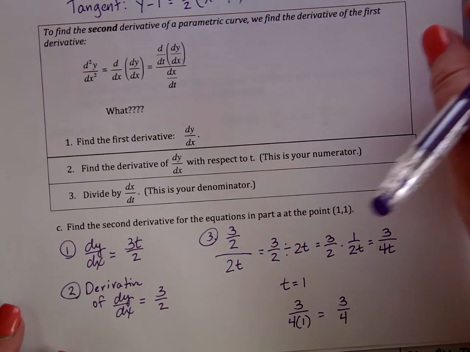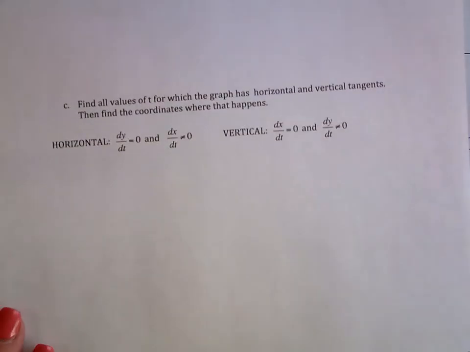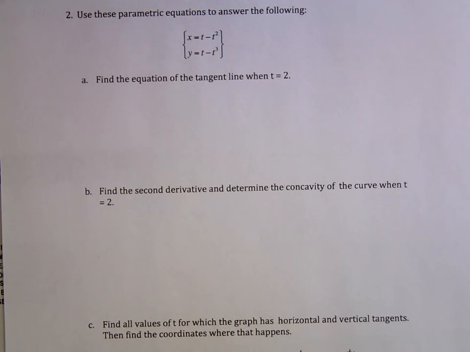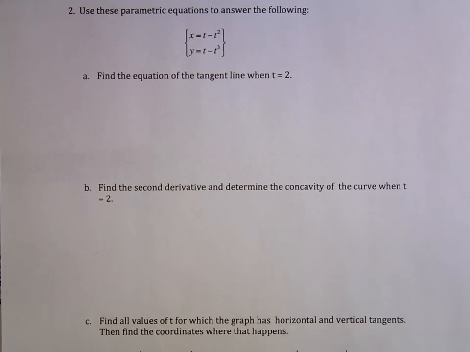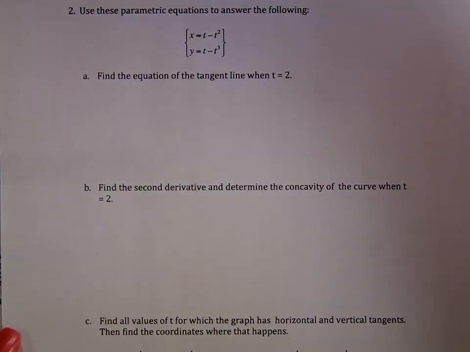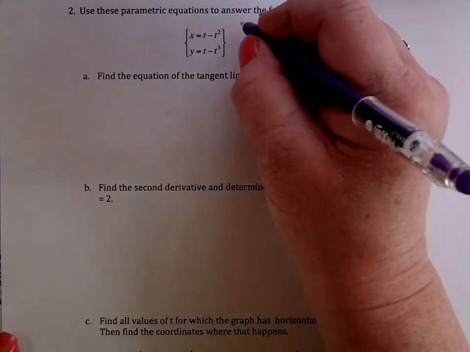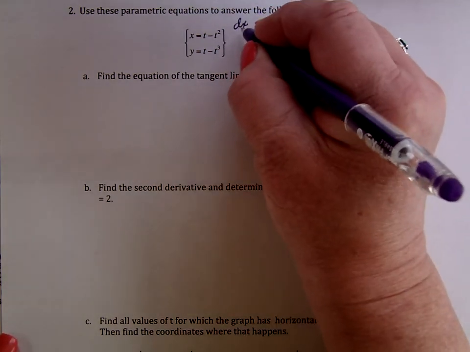All right, if you try some more, we're going to change up the equations and look at some other problems. Here are our new equations, and we're going to see if we can use these to answer these questions. So I'm finding the equation of the tangent line. Again, you need a slope and you need a point to be able to do that. So if I want the slope, I'm thinking of derivatives. I'm going to first figure those out real quick.